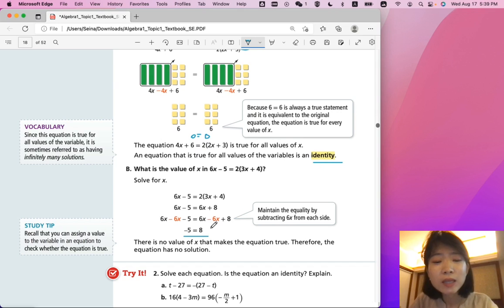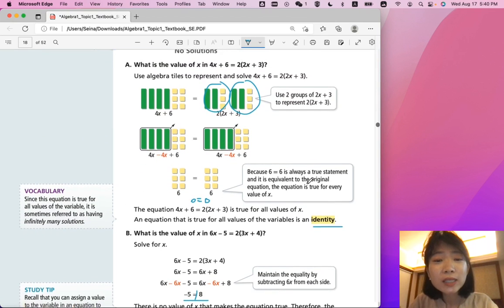Negative 5 is not equal to 8, while in part A, 0 is equal to 0, 6 is equal to 6. Those equations make sense, but this is not true. So that means there is no value of x that makes the equation true. That means none of the numbers could be x in this situation.